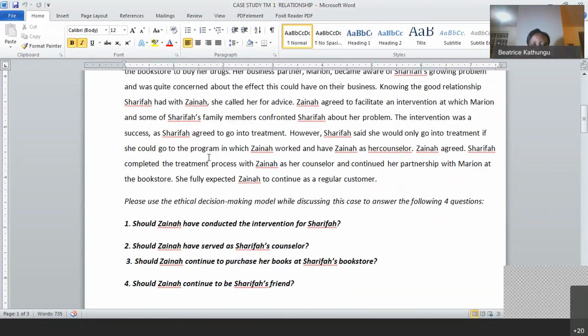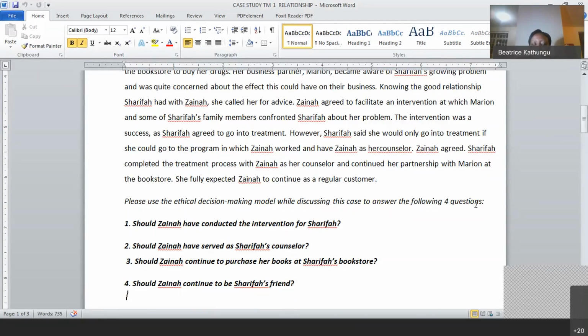So question 1 asks, should Zaina have conducted the intervention for Sharifa? And secondly, should Zaina have served as Sharifa's counselor? 3, should Zaina continue to purchase her books at Sharifa's bookstore? And 4, should Zaina continue to be Sharifa's friend? So now I open the floor to our discussion.